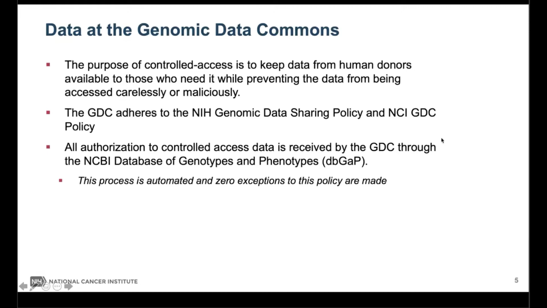The purpose of having this data controlled access is to keep data that's from human donors available to those who need it while preventing the data from being accessed carelessly or maliciously. The GDC adheres to the NIH Genomic Data Sharing Policy and also the NCI Genomic Data Sharing Policy. All authorization to controlled access data is received by the GDC through the NCBI database of genotypes and phenotypes, and henceforth I will be referring to that as DBGAP.